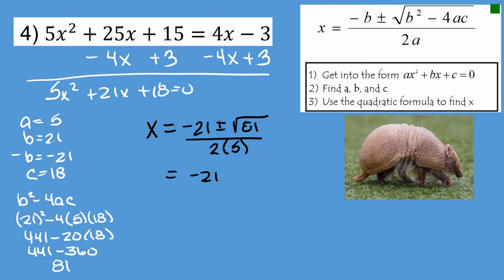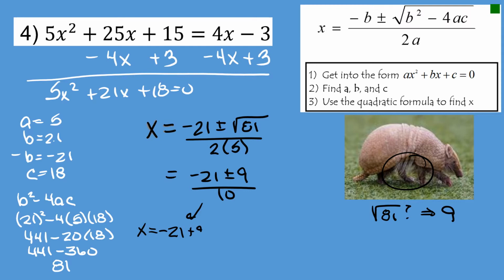Now remember, I go ahead and set this up, and then I go over to Mr. Armadillo and I say, hey, furry belly, is there a square root of 81? He says, yuppers, the square root of 81 is 9. Because I have no radical left, I have to do negative 21 plus 9 over 10. That would be negative 12 over 10. So x would equal negative 6 over 5.